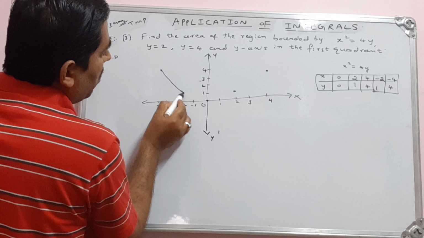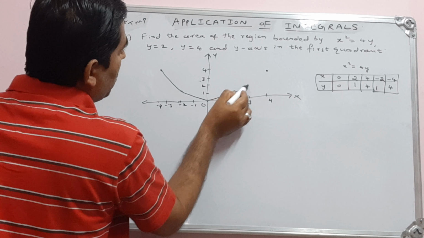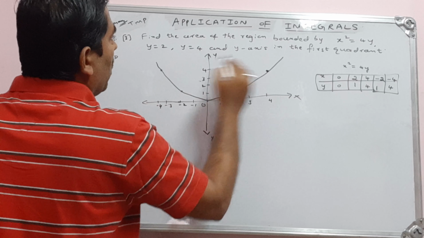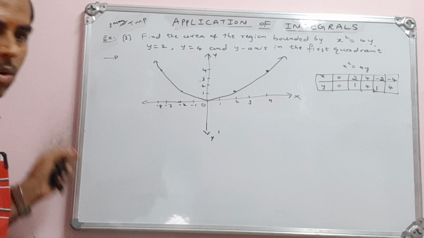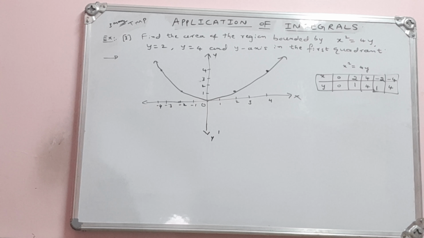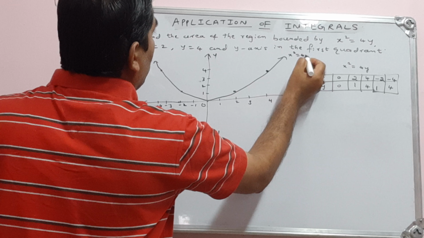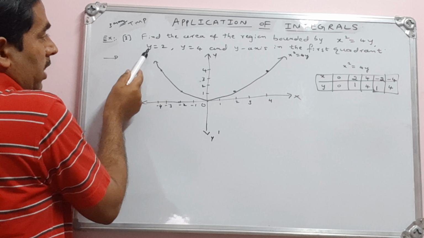So if I join these points, I can join all the points. Then see, this is my curve, x square is equal to 4y. Then let us mark these lines.